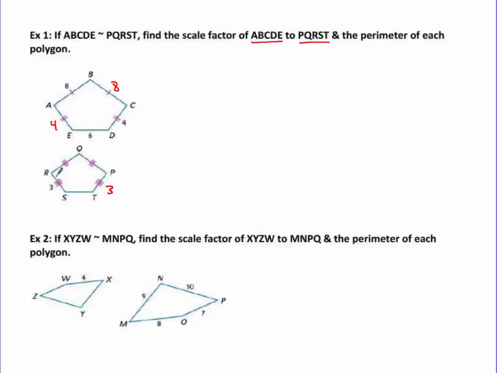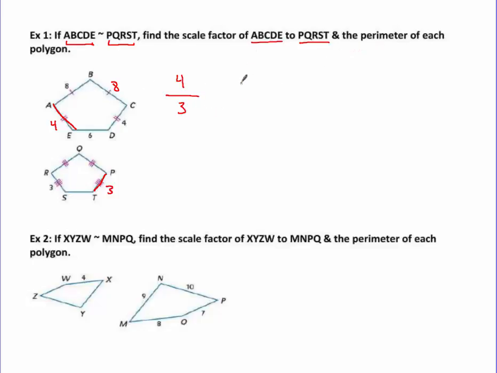So we're going to take a side that corresponds. So right here, AE corresponds to PT. So that's right here. So we can do ABCDE over PQRST is 4 over 3. So that is our ratio between those two sides. Simplified as far as we can, that's the scale factor. So we're going to find the perimeter now.